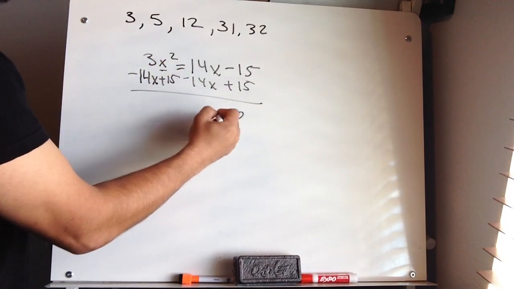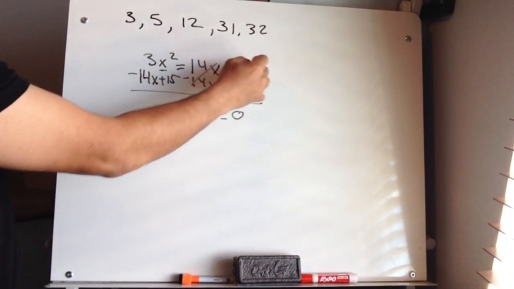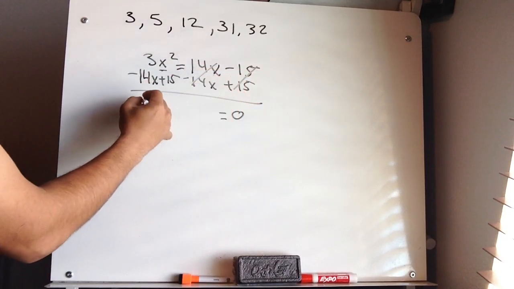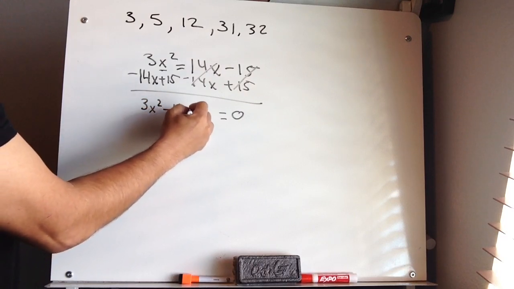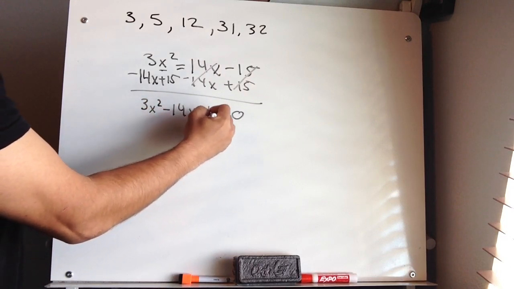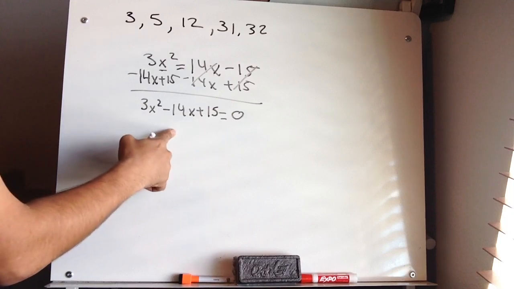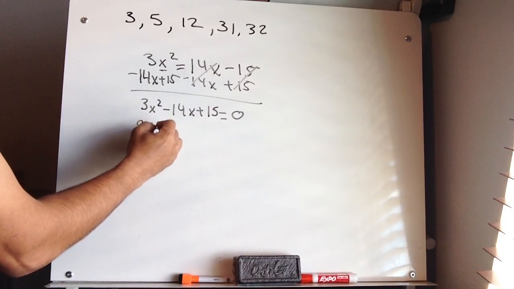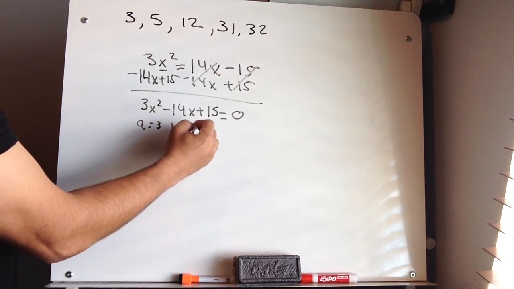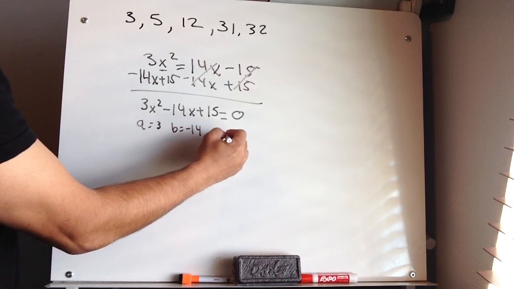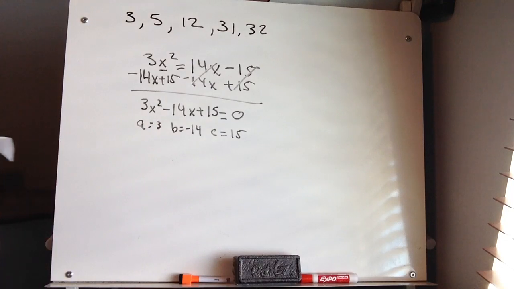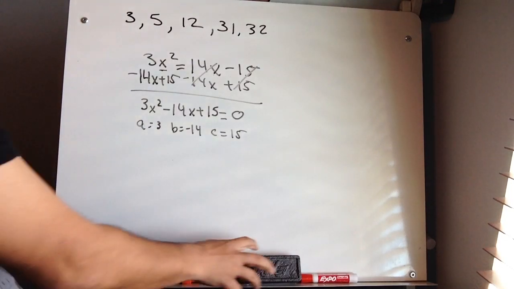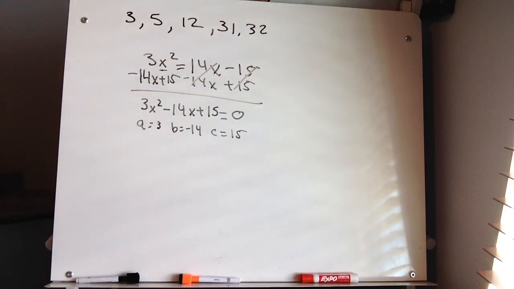We get 0 over here, because this cancels. Over here we end up with 3x squared minus 14x plus 15. And then from here, a equals 3, b equals negative 14, and c equals 15. We're going to use the quadratic formula. In the quadratic formula, we need to pay attention that we follow the signs, so we don't mess up on anything.